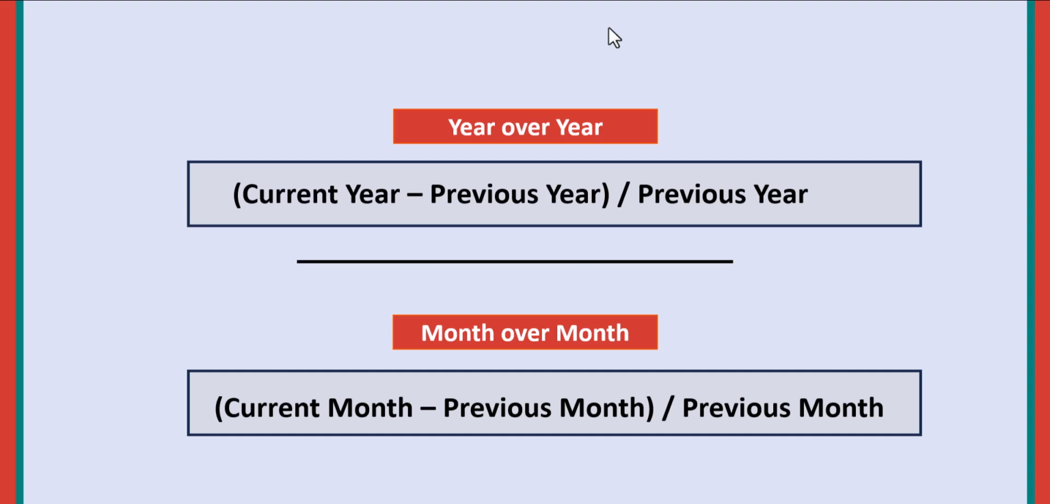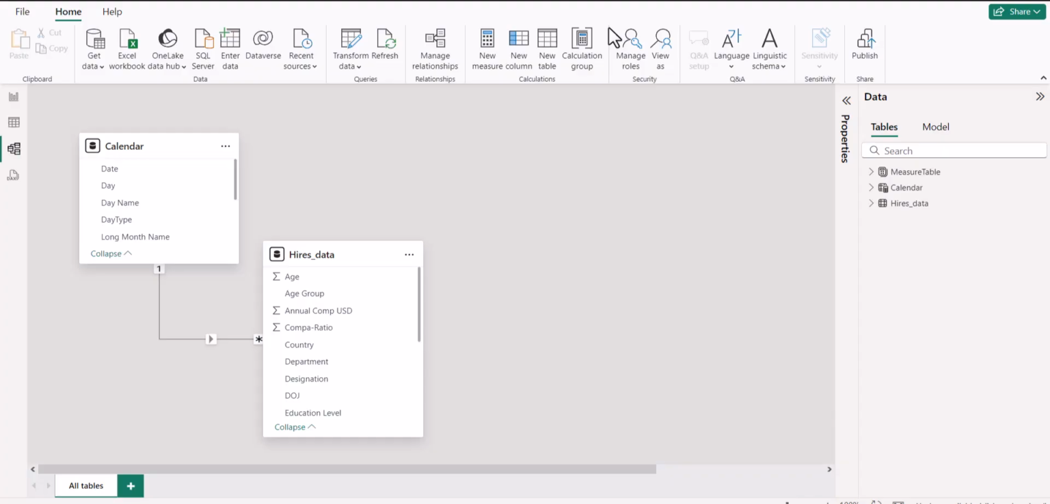Before we proceed, let us have a look at our data model. We have two tables in our data model. We have a dimension table of calendar and a fact table of hires data. Both of these are connected in a one-to-many relationship. The calendar table has a date column and the hires data has a DOJ column, which is the joining date of an employee. Let us proceed now to look at year on year.